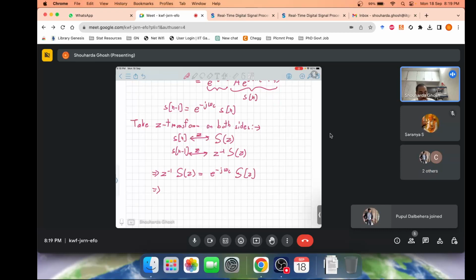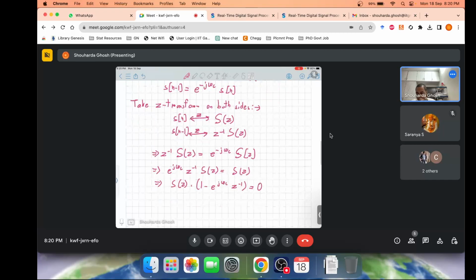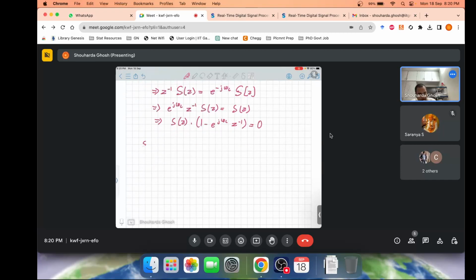Now what should I do? Let's multiply by e to the power j omega c on the left side, and take that to the other side. S(z) times (1 minus e to the power j omega c z inverse) equals 0. So we note this equation for the signal s[n], which is A e to the power j(omega c n plus phi): the corresponding complex polynomial is S(z) times (1 minus e to the power j omega c z inverse) equals 0. This is an equation that we need to keep in mind.